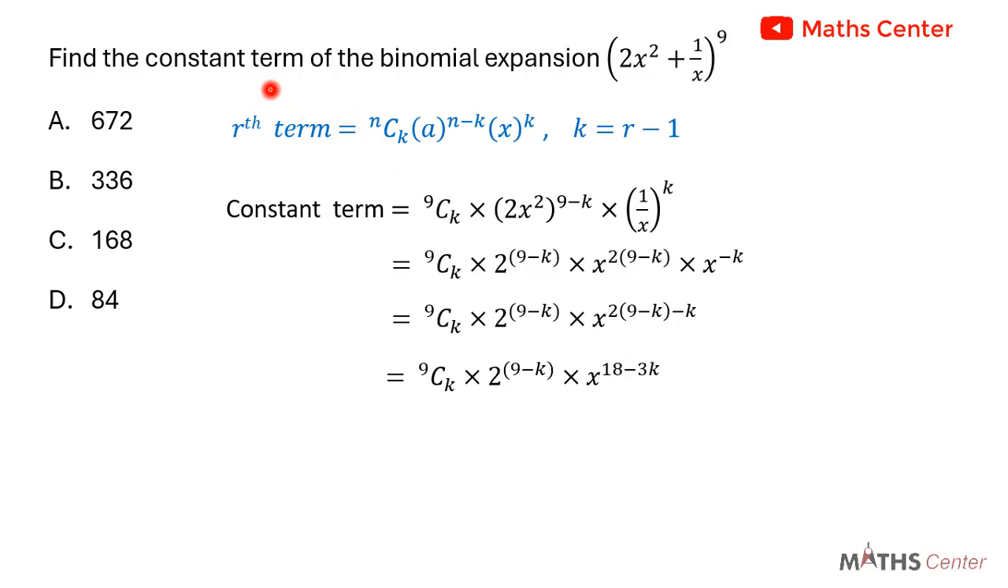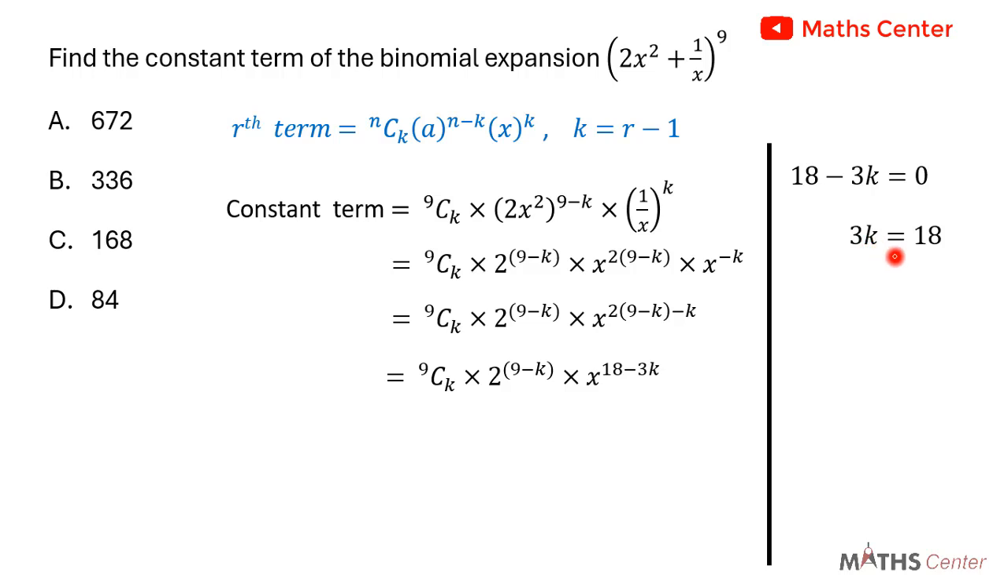Remember, we said that the constant term will be the term where the exponent of x is 0. Here, the exponent of x is 18 minus 3k. So in the constant term, 18 minus 3k will be equal to 0. So here, we will equate 18 minus 3k to 0 for the value of k. 18 minus 3k is equal to 0. And so 3k will be equal to 18. We divide both sides by 3 for the value of k, and k will give us 6.